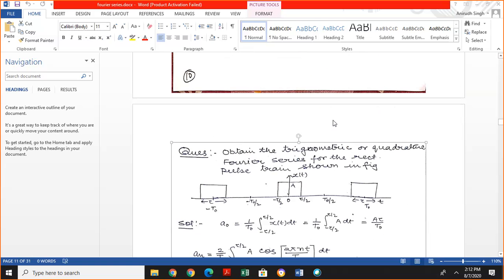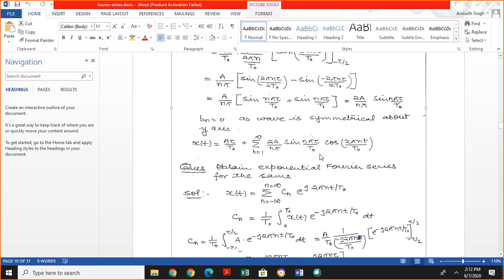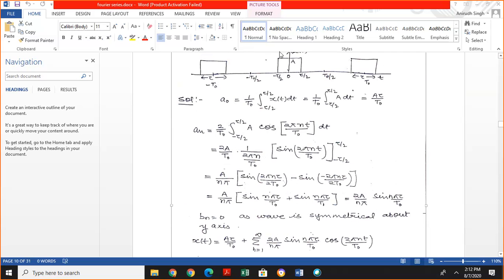We have to calculate the Fourier series of this periodic pulse train. First we calculate A naught, then calculate An, and there is no need to calculate the value of Bn because this is a symmetrical wave around the y-axis, or an even function. So first we calculate A naught.